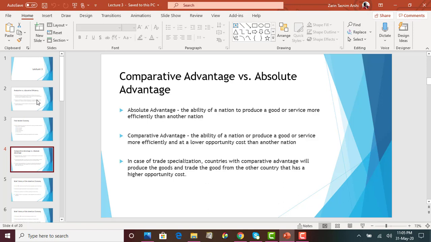So under absolute advantage, we focus on quantity, whereas comparative advantage is basically the ability of a nation to produce a good or service more efficiently than another country and at a lower opportunity cost. So a country that has lower opportunity costs on producing a good will have comparative advantage on that good and will produce that good, and basically they will trade for the other goods from the other countries. This eventually leads to trade specialization, and countries with comparative advantage will produce the goods and trade for goods from the other countries, just like I said. So this was just a quick review.